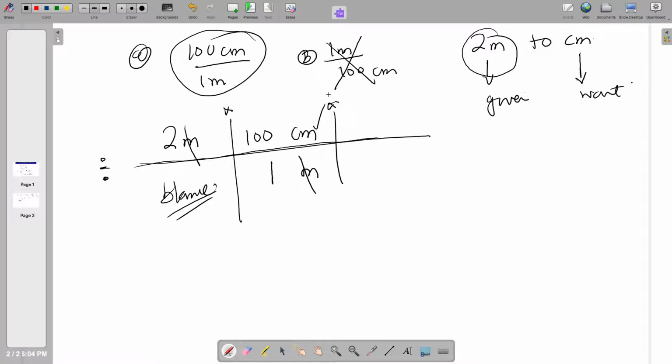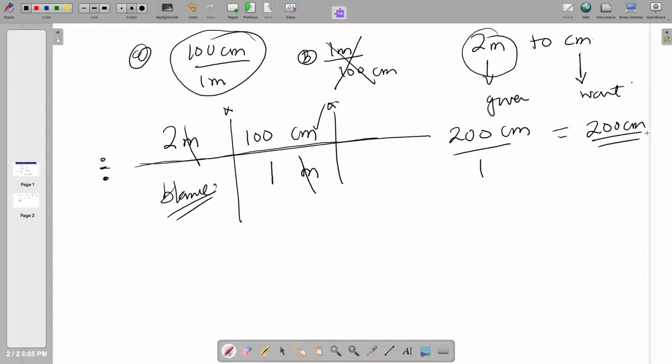So that remains. We multiply 2 by 100, which of course is 200, and we attach centimeters to it, divided by 1. But we know any number divided by 1 is still the same number. So this will give us 200 centimeters. So that is how to use this table to do a conversion.